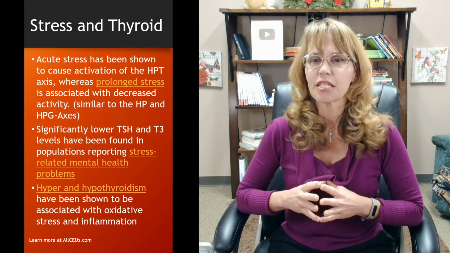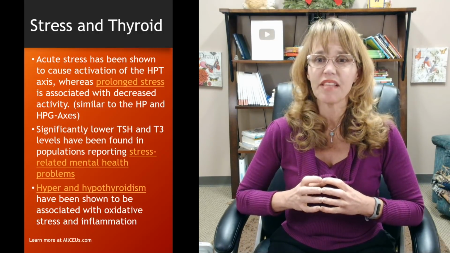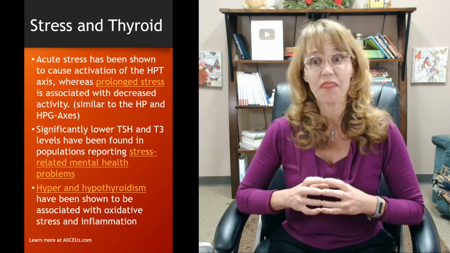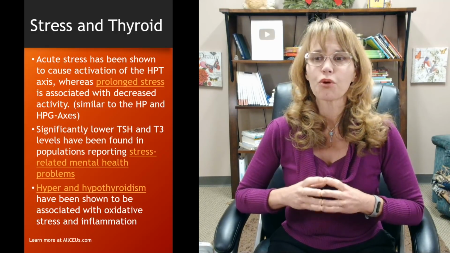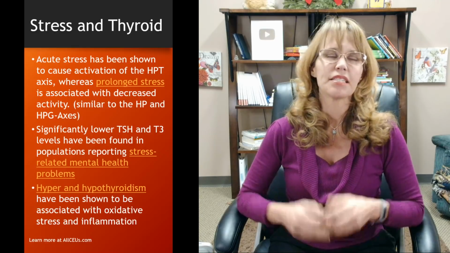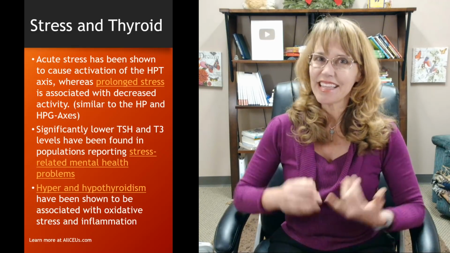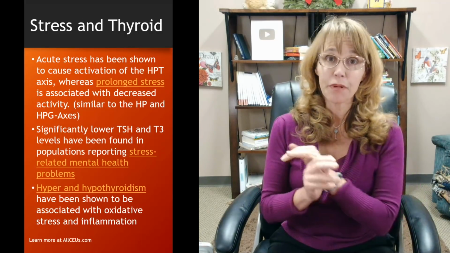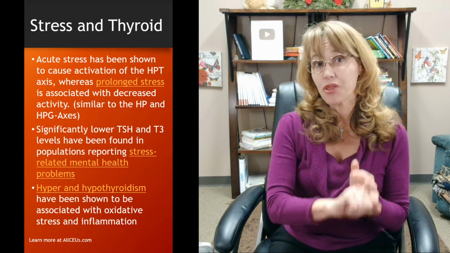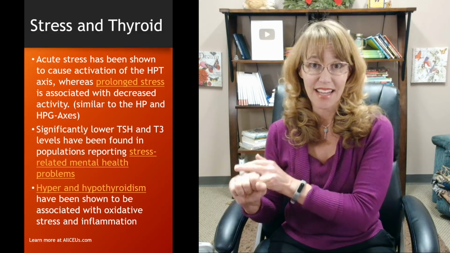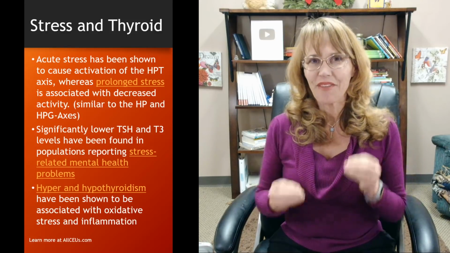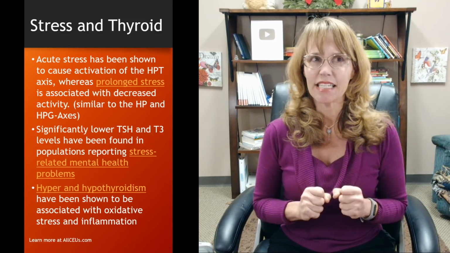Acute stress has been shown to cause activation of the HPT, or hypothalamic pituitary thyroid axis, whereas prolonged stress is associated with decreased activity. This is the same thing we see in the HPA, hypothalamic pituitary adrenal axis, and the HPG, hypothalamic pituitary gonadal axis. And it's the same basic principle that we've talked about with those other axes.